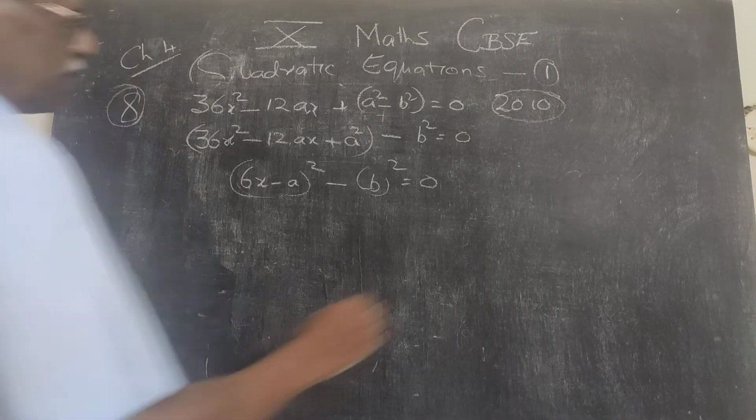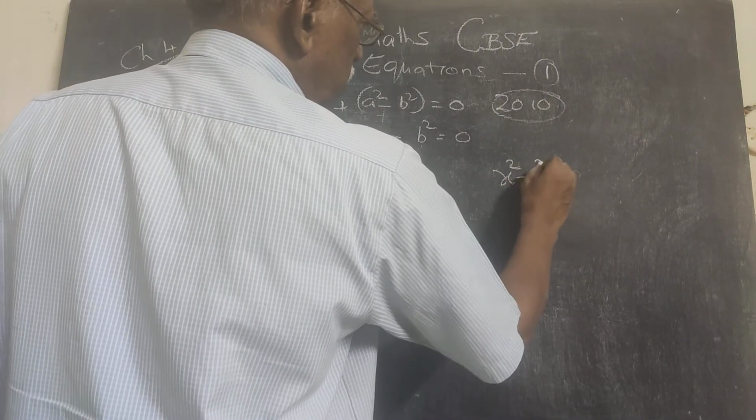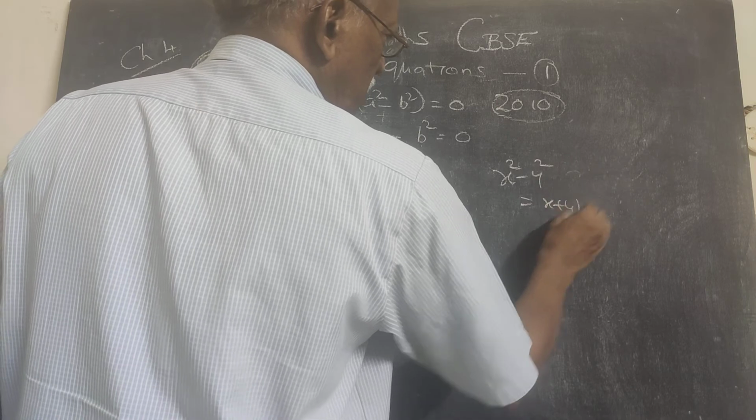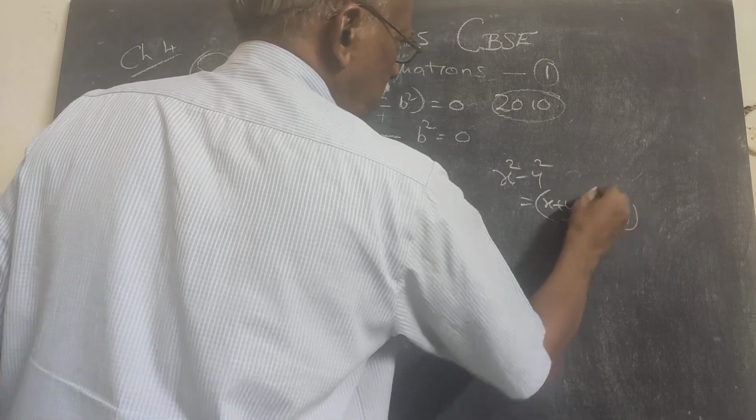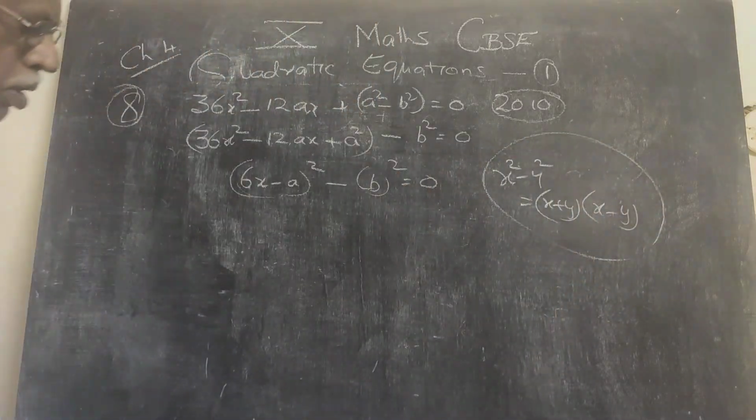And you know that x square minus y square is equal to x plus y into x minus y. So make use of that.